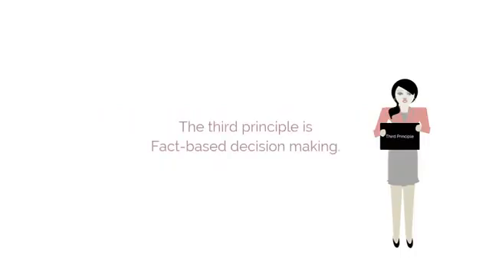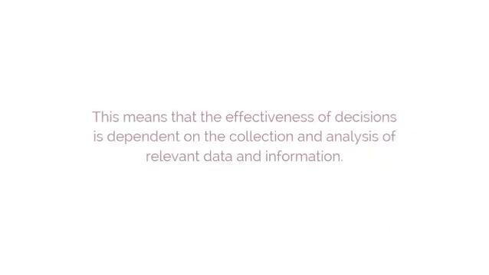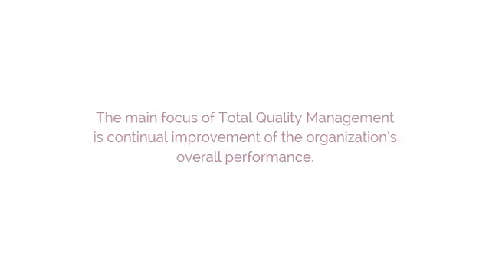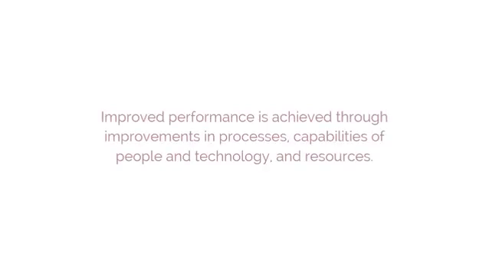The third principle is fact-based decision-making. This means that the effectiveness of decisions is dependent on the collection and analysis of relevant data and information. The fourth principle is continual improvement. The main focus of TQM is continual improvement of the organization's overall performance. Improved performance is achieved through improvements in processes, capabilities of people and technology, and resources.